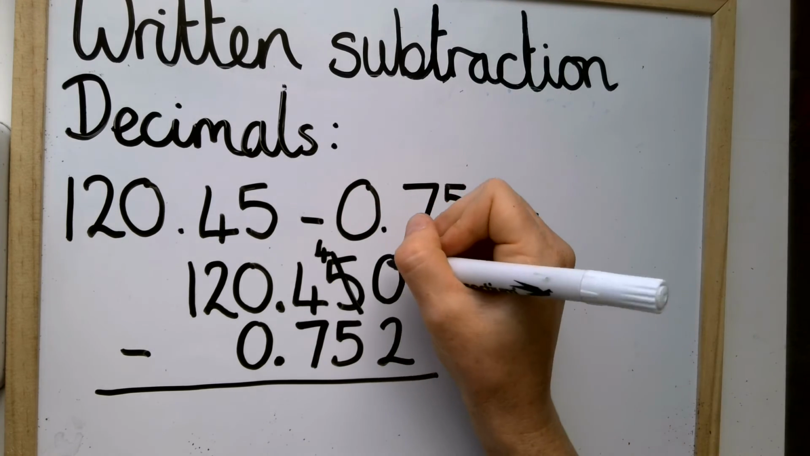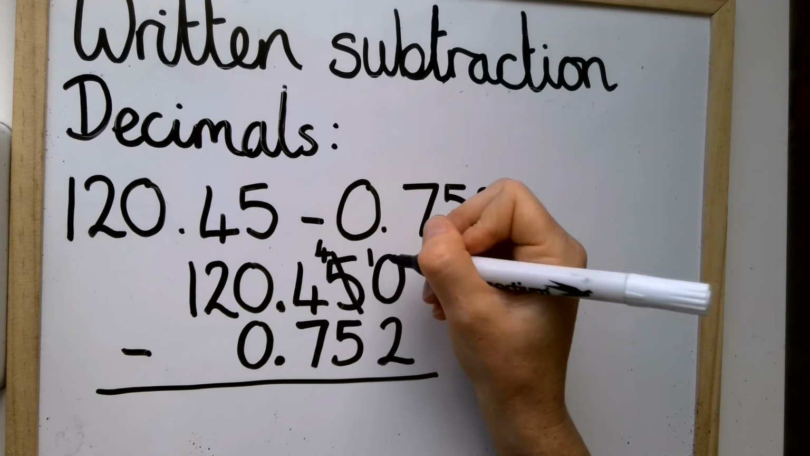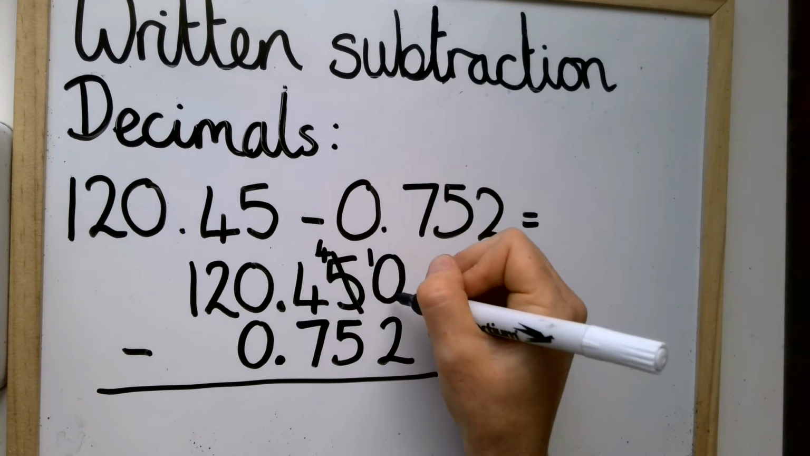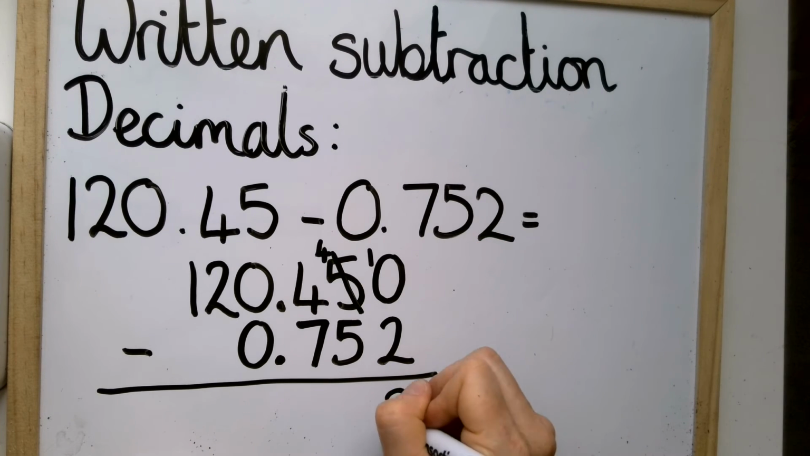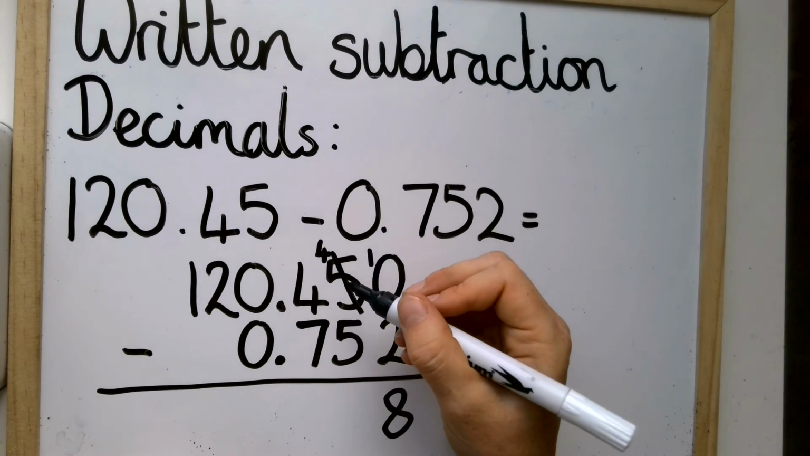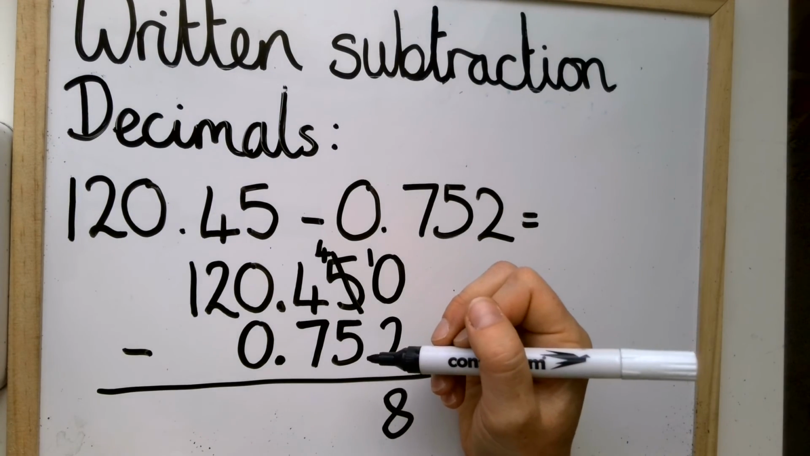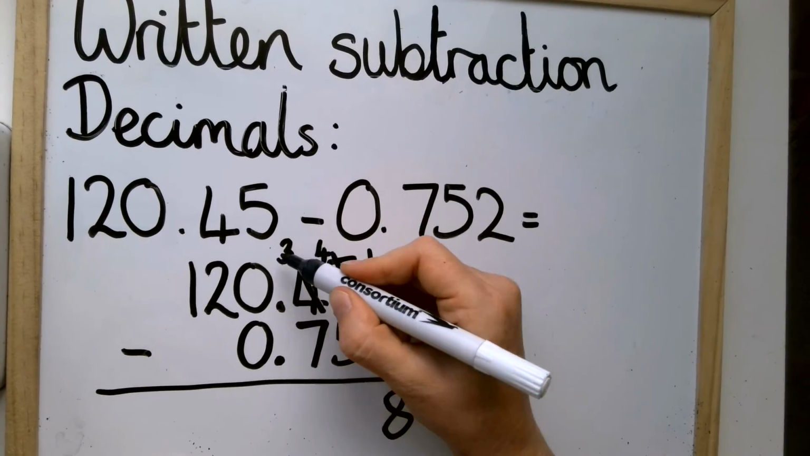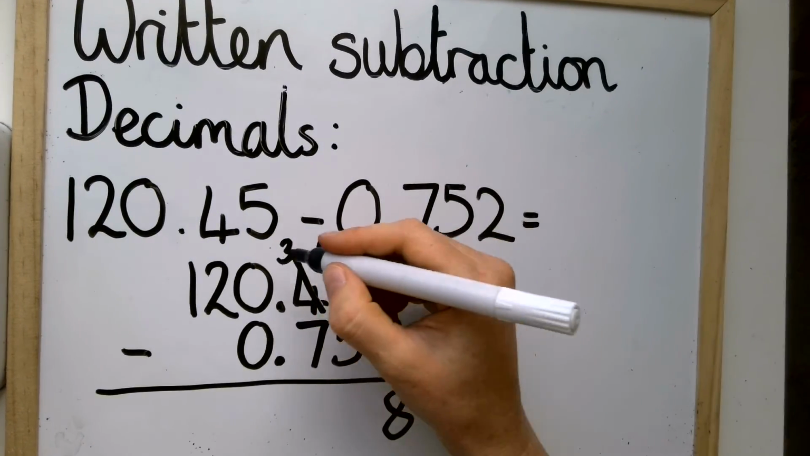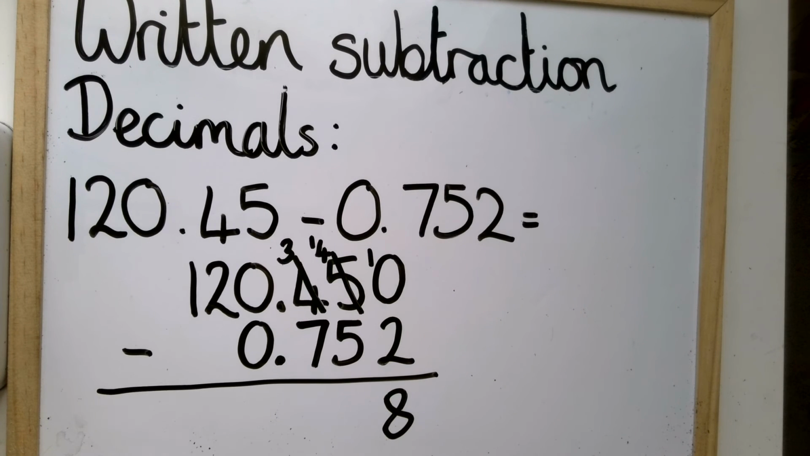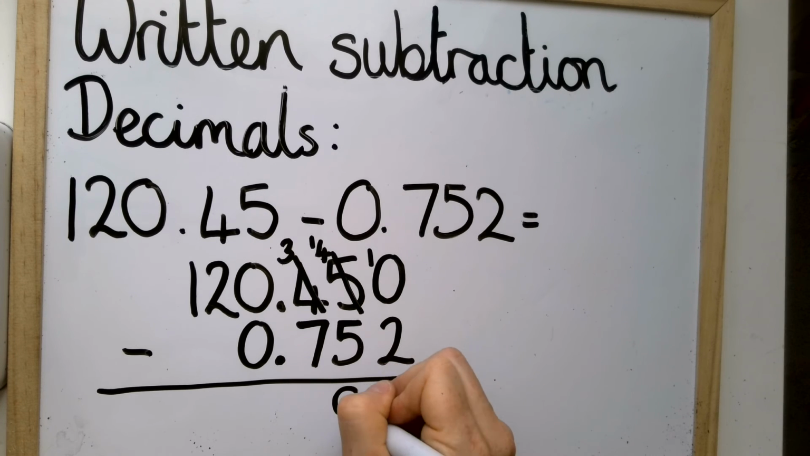Taken 1 off the 5, replaced it with 4. So now I have 10 in the thousandths column. 10 take away 2 is 8. 4 take away 5 I can't do because 4 is smaller than 5. So I need to exchange from the tenths. I'm exchanging 1 from there, replacing it with 3 and putting 1 next to the 4. Now I have 14 take away 5, which is 9.